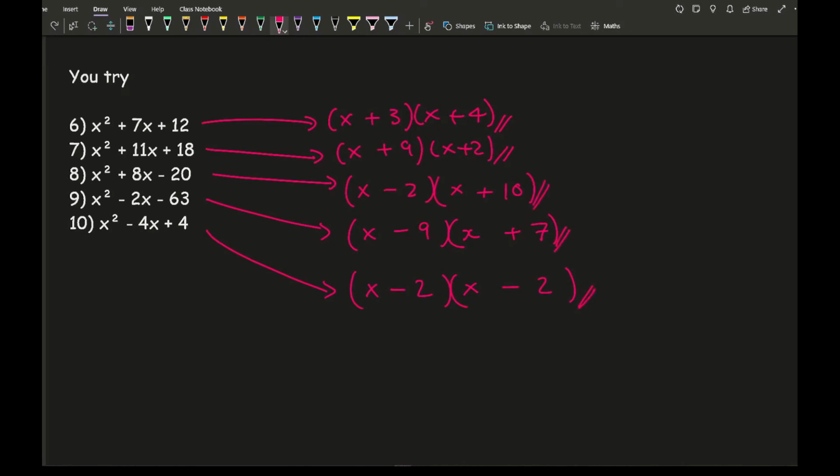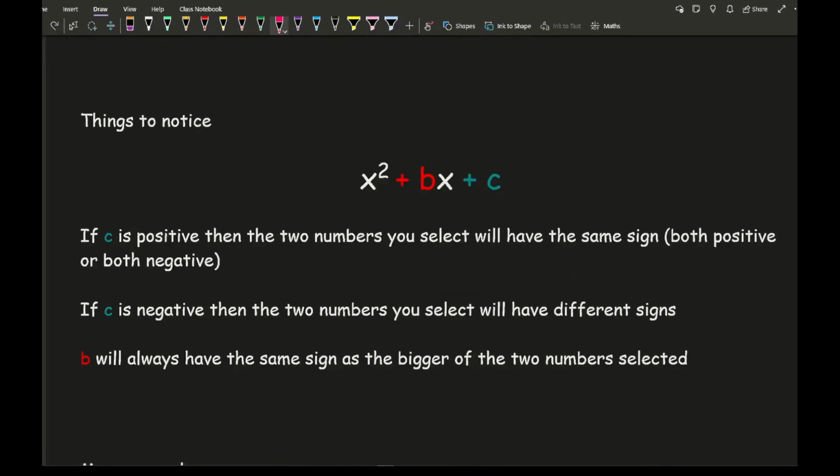There we go. Now once you've mastered that skill, there are a couple of things that you can notice. So if C is positive, and by C I mean this number at the end, what we call the constant, that's got no letters attached to it, then the two numbers you select will have the same sign. So either the two numbers in the brackets will both be positive or they will both be negative.